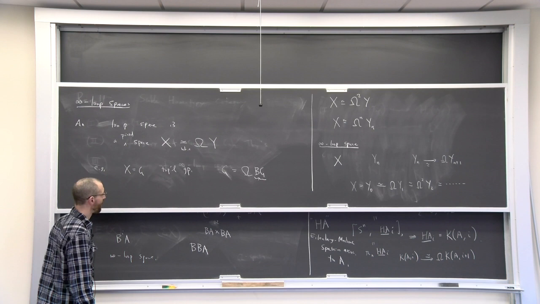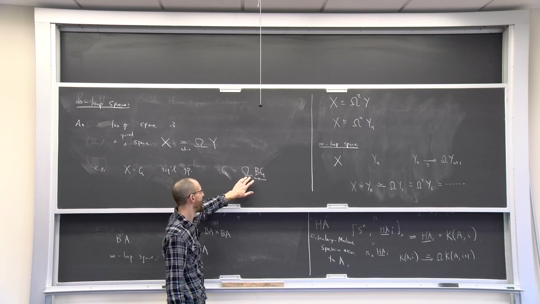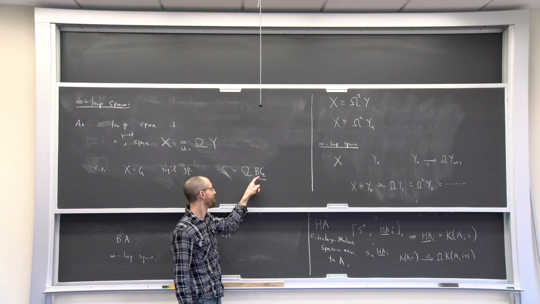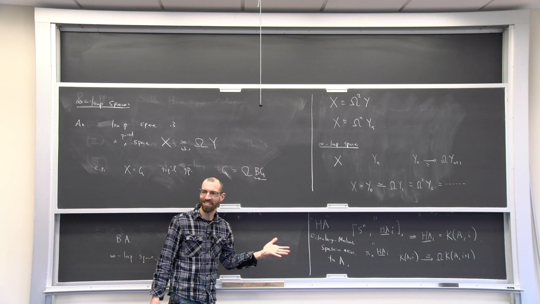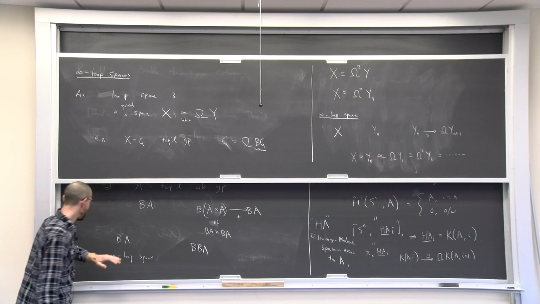If different spaces... I guess what I want to say is, how could we change this BG such that we have an equivalent loop space? Well, BG has the property that it's connected, okay? But say I could have taken BG disjoint union something else, and then I would have some pi zero, okay? And so BG is distinguished by the fact that it's connected.